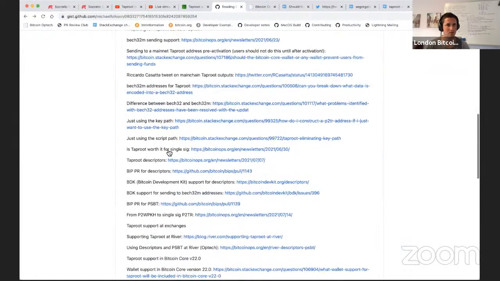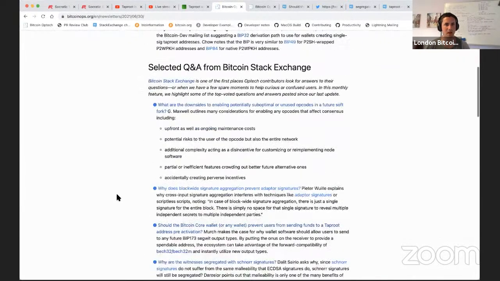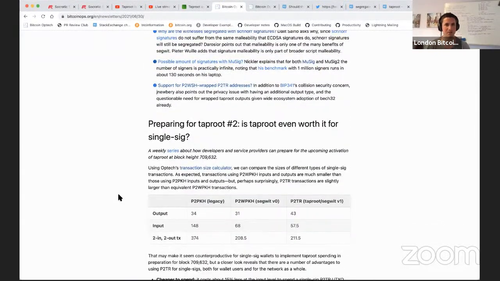So that was just using this key path and script path. So this was a really good post. Bitcoin Optech is doing a series. I don't know if the series is finished or if it's continuing, but they're doing a series in terms of preparing for Taproot. And this is what we alluded to earlier, where it's like, is Taproot worth it for single sig? And Luke was saying, well, it is, because it brings the network the benefit.